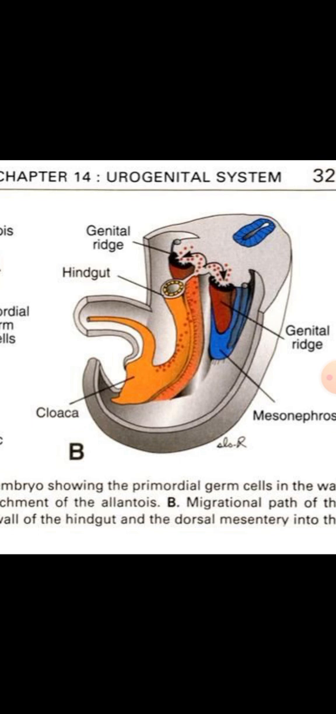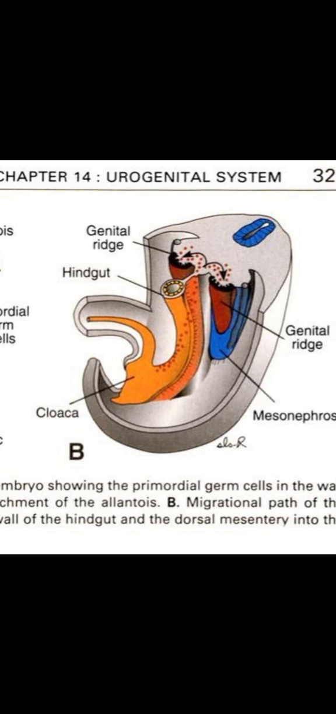Remember that gonads are present normally. We all have gonads, whether you're male or female, either testes or ovaries. All of our gonads are present along with the other structures in the pelvis. But remember that they are not developed in the pelvis.